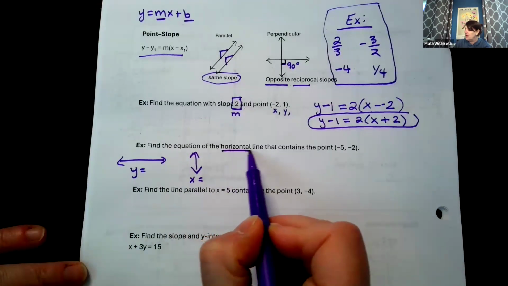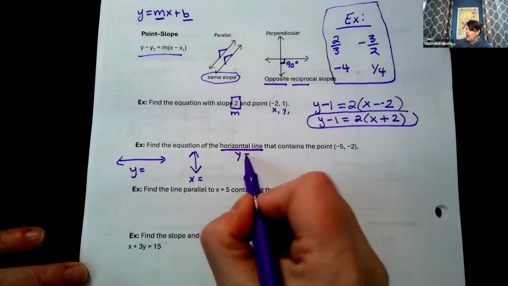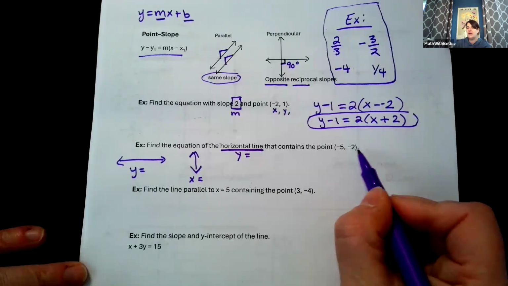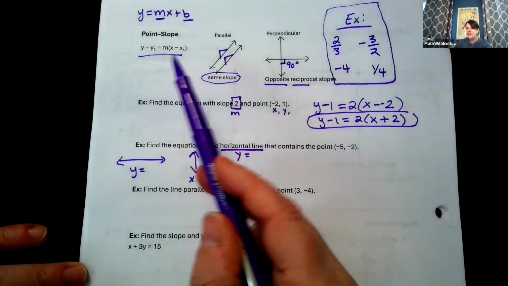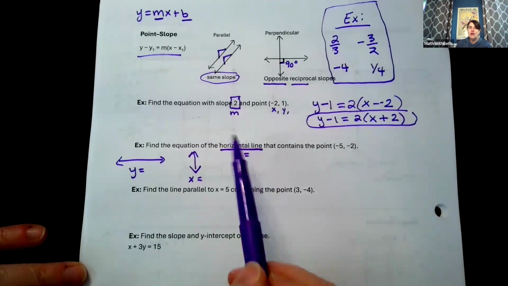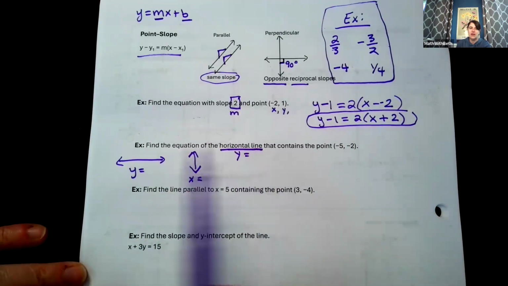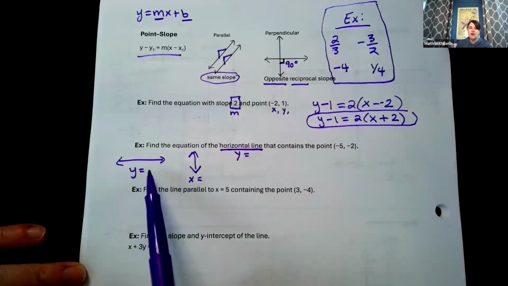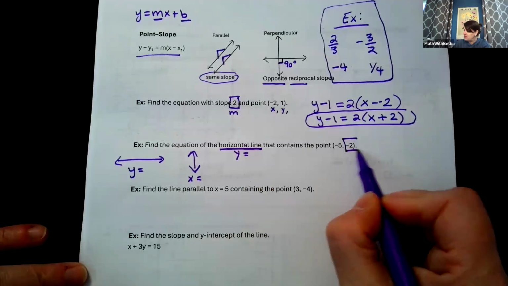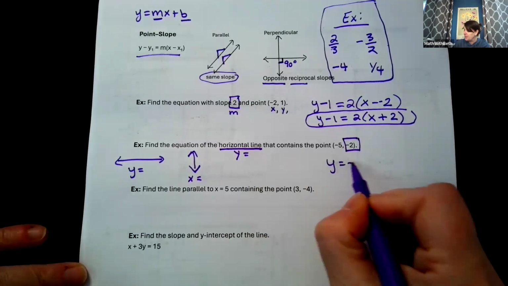of the horizontal line that contains the point (-5, 2). So we already know it's going to be y equals a number. We don't need to do all of this work like we did before, because we automatically know horizontal lines are special lines that are just y equals a number. So if it has to go through this point, this is all we really care about.